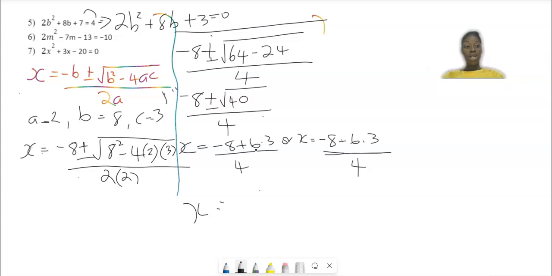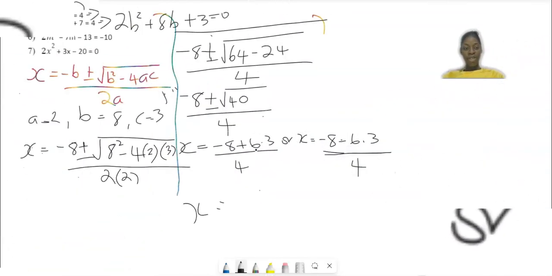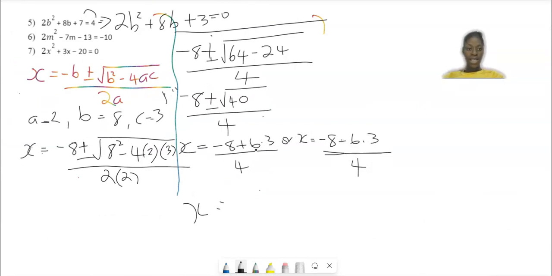If you have the other calculator, then I recommend you put in bracket negative 8 plus 6.3, close the bracket, divide by 4, or you put negative 8 plus 6.3, press the equal sign, then divide by 4 to get the correct answer. In this case, the correct answer is negative 0.425. And seeing that it's only 3 decimal places, just write the whole thing.